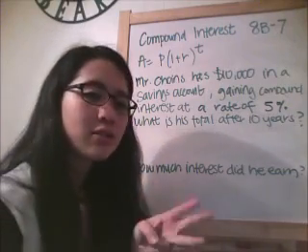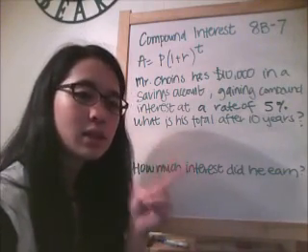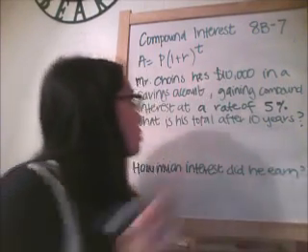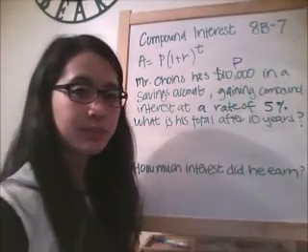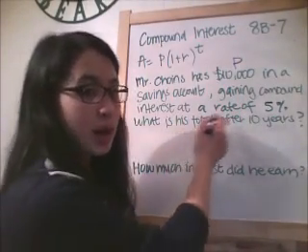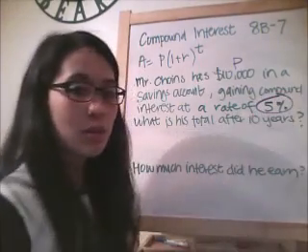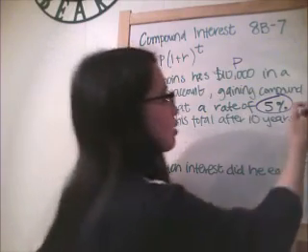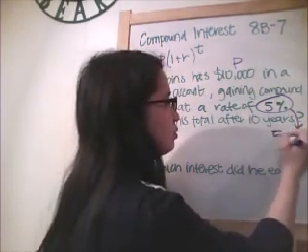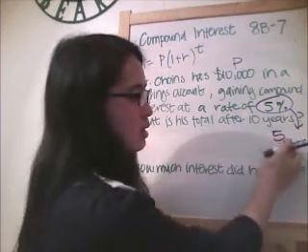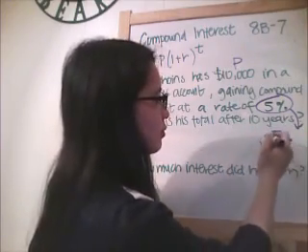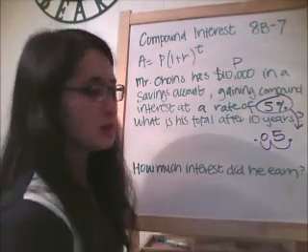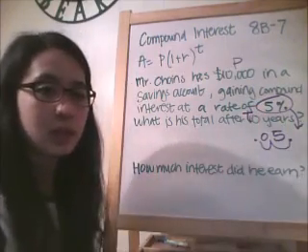So again, we have to identify our 3 parts, P, R, T. What is the principal? How much do we start with? Well, it says Mr. Cohen's has $10,000. So our P is $10,000. Now the rate, it says the rate of 5%. Remember, when we have rate, it has to be in a decimal. So we take the 5%, take the decimal that's at the end, move it 2 places to the left, and we get 0.05. Now, how much time passes? It says 10 years. So we have T.